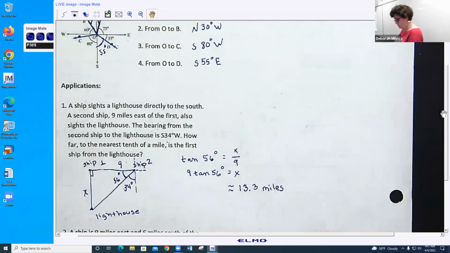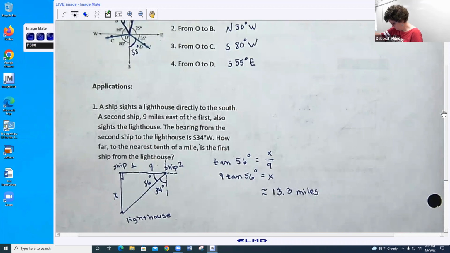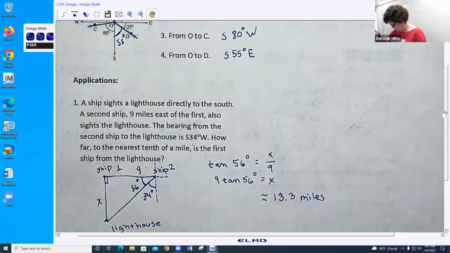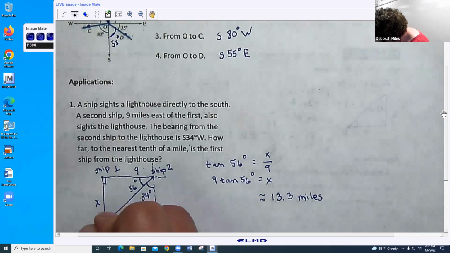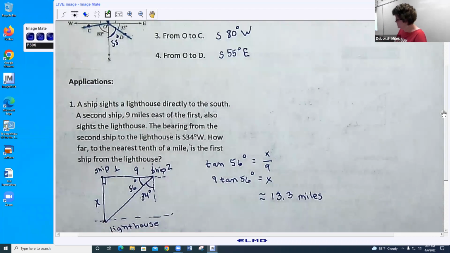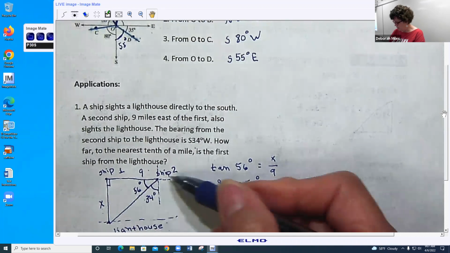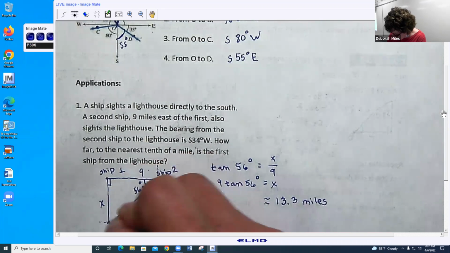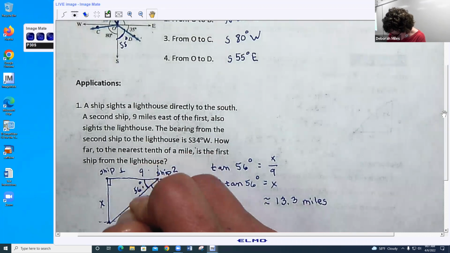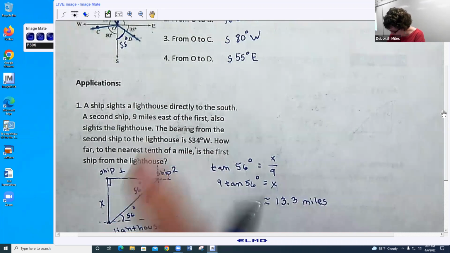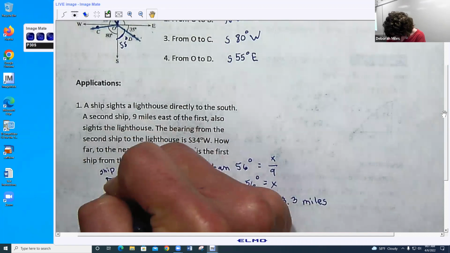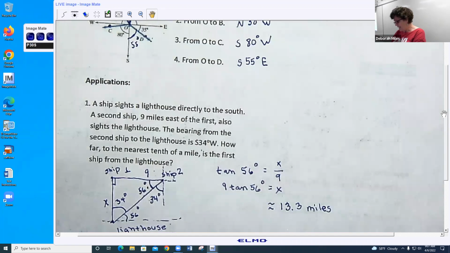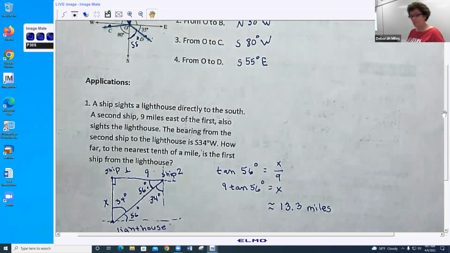Yes, sir. Yes, because if we drew a parallel line here, this line parallel to that one, then that 56 would be alternate interior to that 56, and that 34 would be alternate interior to that 34. So if I needed it, yes, you're right.